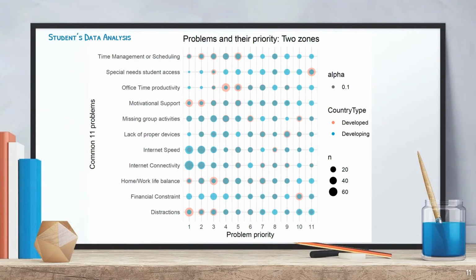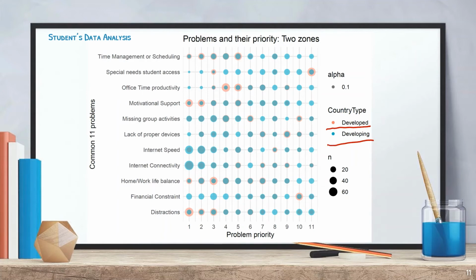So we also figured out 11 common problems, like time management, special needs, office time productivity, motivational support, group activities among the students, lack of devices, internet speed, connectivity, work-life balance, financial constraints, or distractions. And we gave the students these to prioritize, to say which one they think is the most important problem they are facing, and rank them. So developed countries, here you can see the red ones, and the green ones are for developing zones.